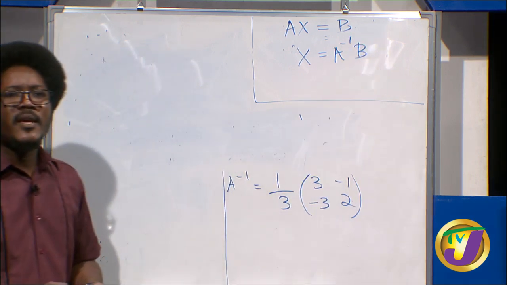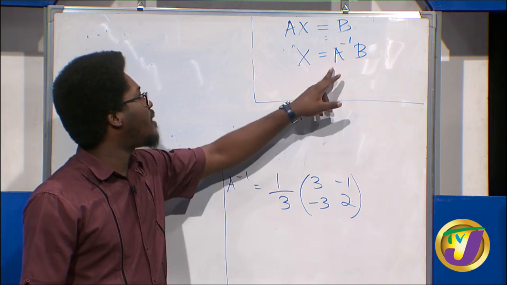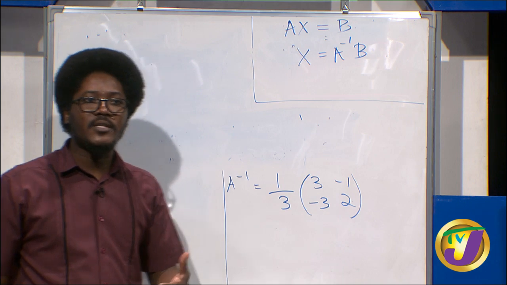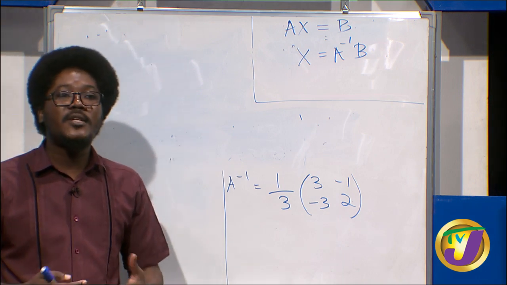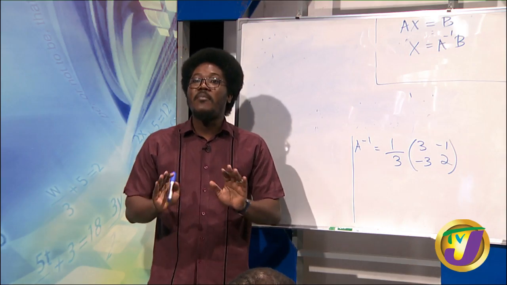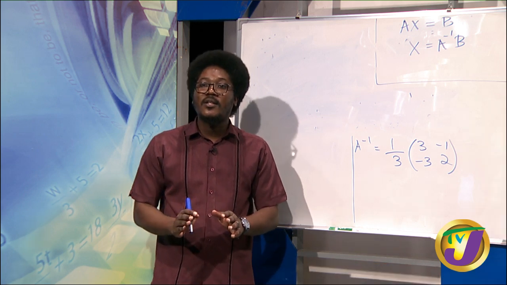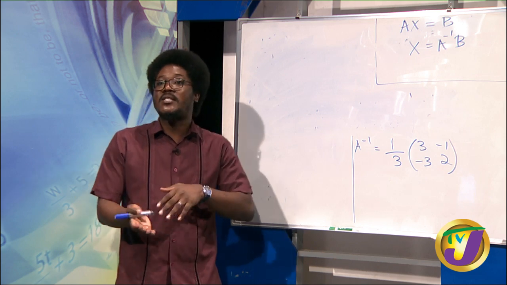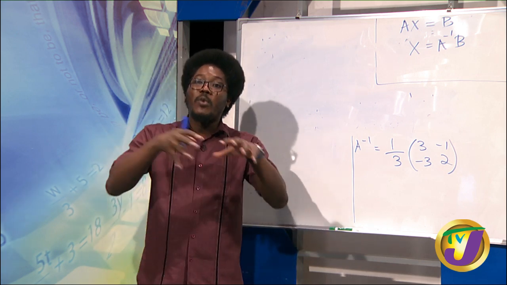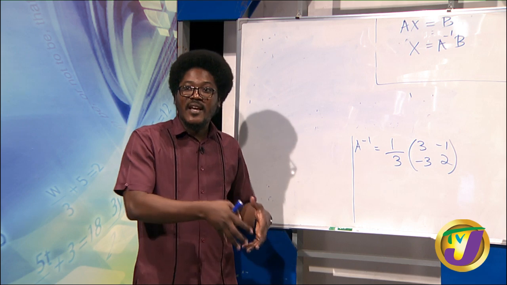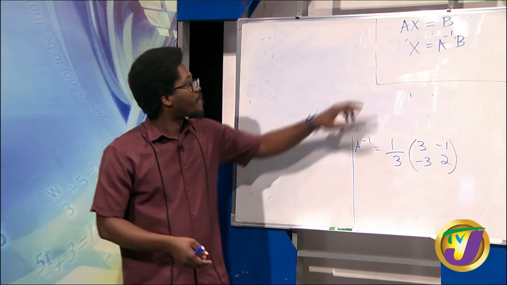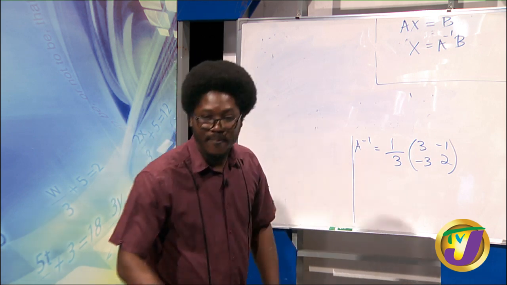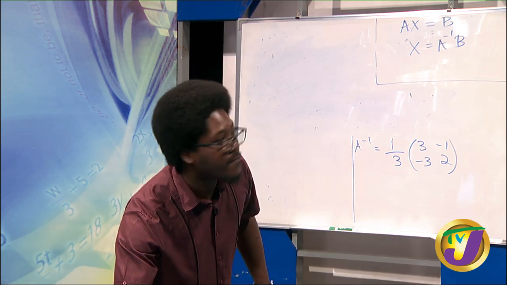Now, some persons may ask, can I multiply the right side of B by A inverse? And I say no. The reason is because, remember, matrix multiplication is not commutative, which means multiplying from the right gives us a different answer from when we multiply on the left-hand side of the matrix.